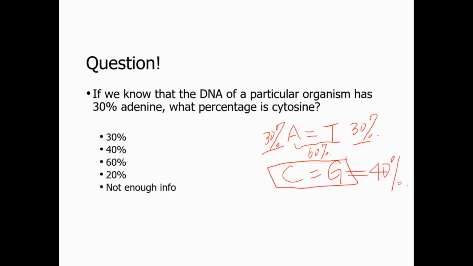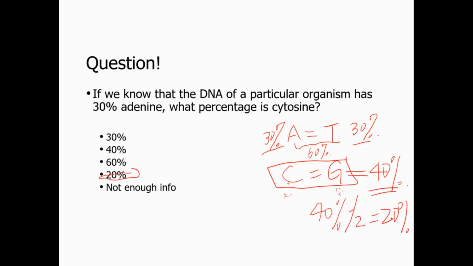40%. And we know C is the same percentage as G because C pairs with G, so C and G should have the same percentage. So in total, they have 40%, and each one accounts for half of that. So 40% divided by 2, that's going to be 20%. So 20% for C and 20% for G. So cytosine is going to be 20%.